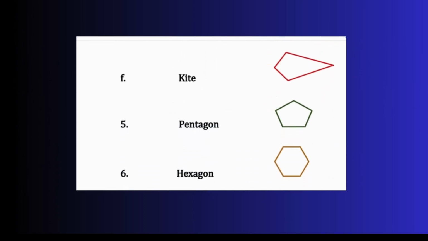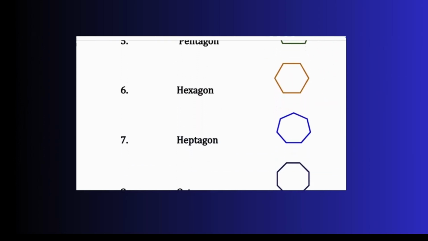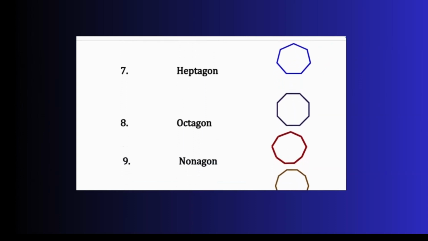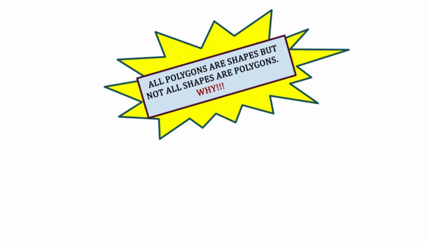Here are some polygons, the number of sides they have, and their shapes. Because polygons have only straight sides, but other shapes may have curved sides. So all polygons are shapes, but not all shapes are polygons.